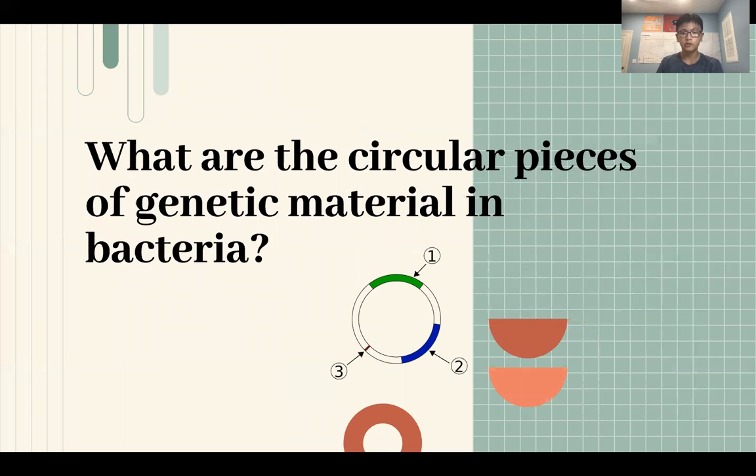Okay, finally, what are the circular pieces of genetic material in bacteria called? I'm going to give you 5 seconds again, and you can pause this video. These are plasmids. Again, remember, plasmids are unique bacterial fragments of DNA, and they're circular.